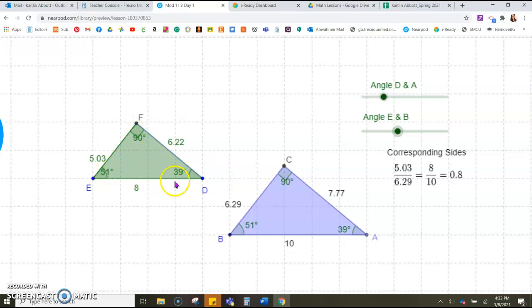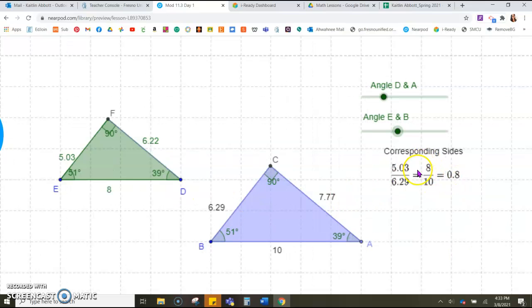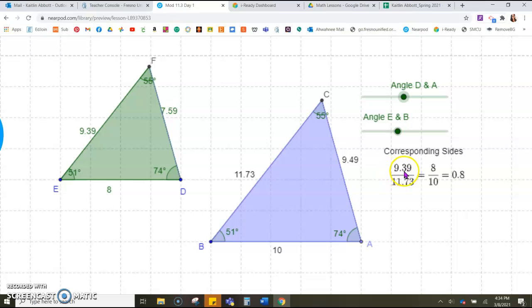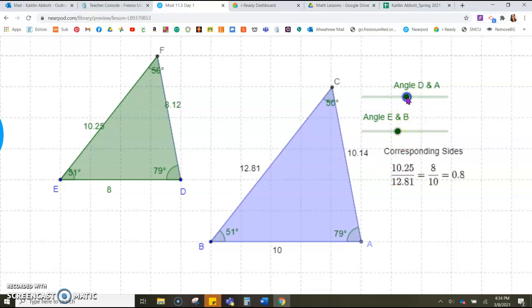Well, all their angles are the same, and their corresponding sides have the same ratio. So the bottom side never changes on these ones. They have 8 over 10, 8 divided by 10 gets them 0.8. I can change these angles as many times as I want, and if you type this fraction into the calculator, you're always going to get 0.8. So like I can change 9.39. Let's see if I can get a nice number.